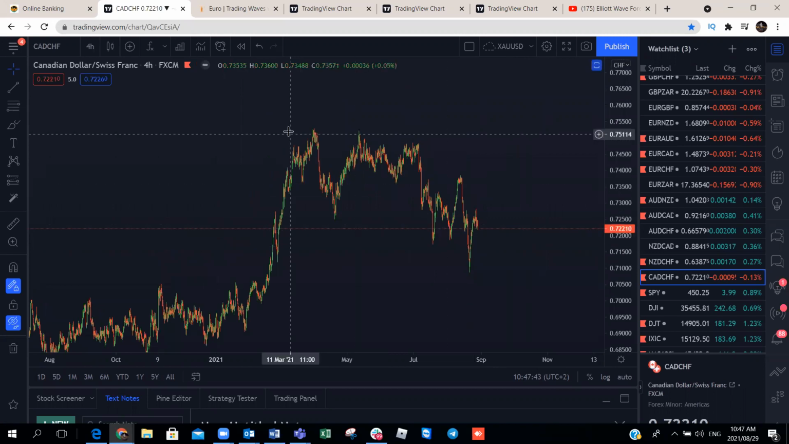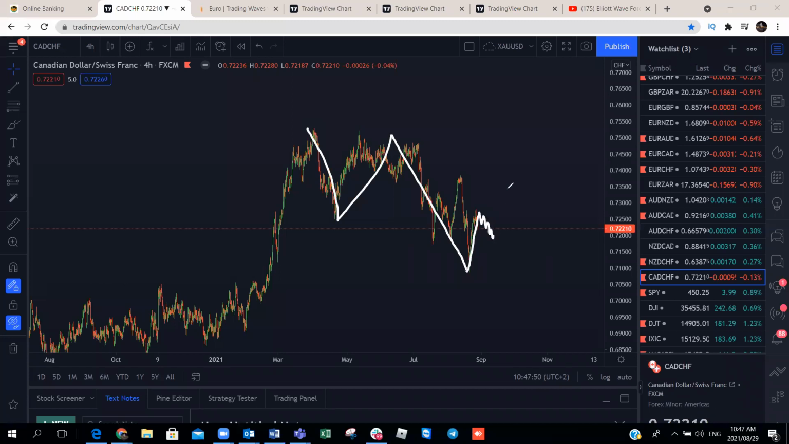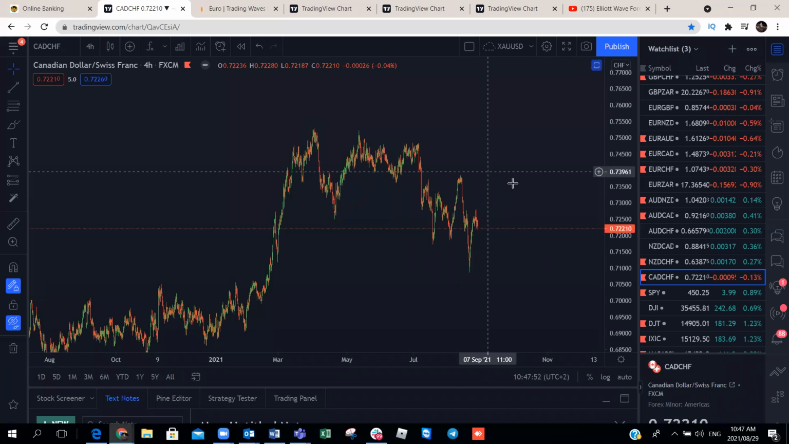Okay, now this is CADCHF, 1, 2, 3 here. We're expecting this one to give us a bit of a pullback and continuation to the upside. Right, so that is that on the Forex pairs.